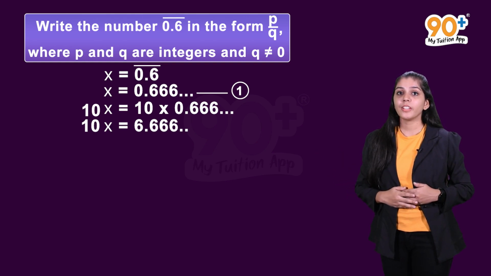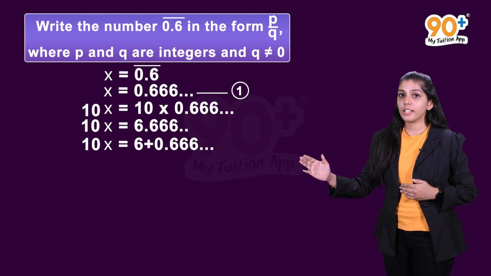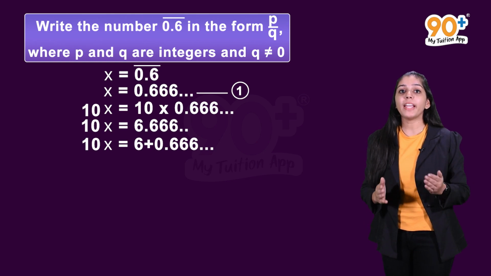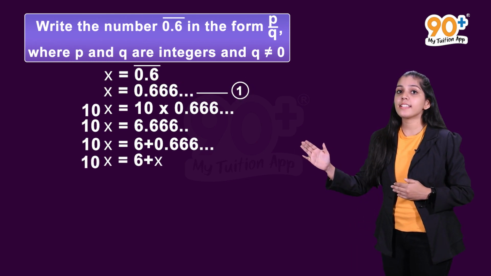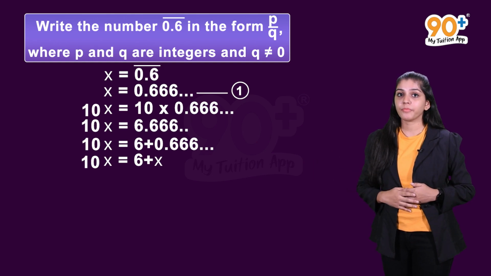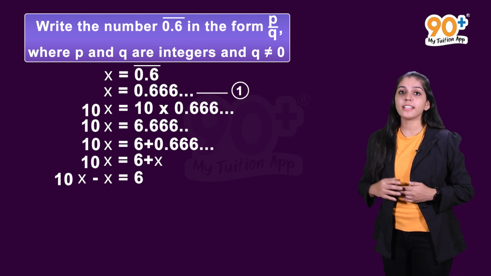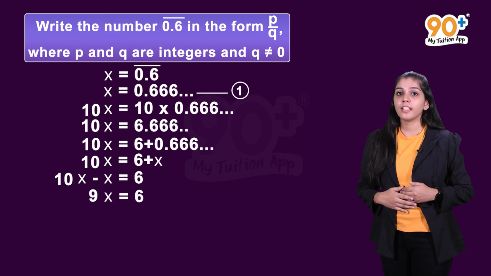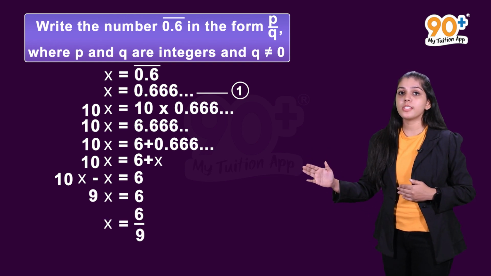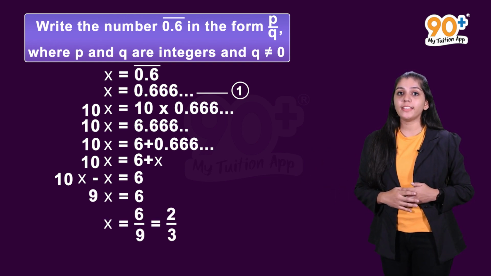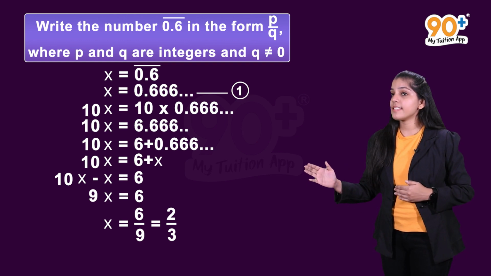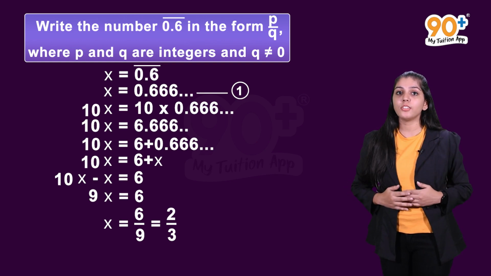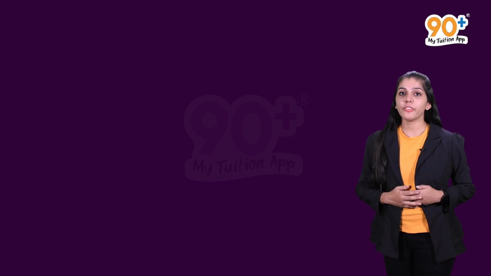We get 10x is equal to 6.666 and so on. We can write it as 10x is equal to 6 plus 0.666 and so on. By equation 1, we get 10x is equal to 6 plus x. We get 10x minus x is equal to 6. Solving for x, we get 9x is equal to 6. So x is equal to 6 by 9 and that is equal to 2 by 3. Now we can observe that this is in the form of p by q, where p and q are integers and q not equal to 0. Let's move on to our next question.